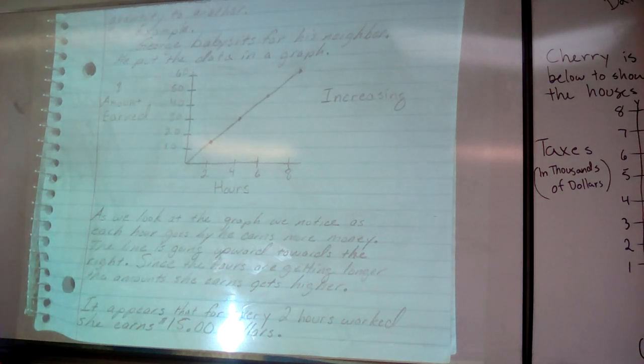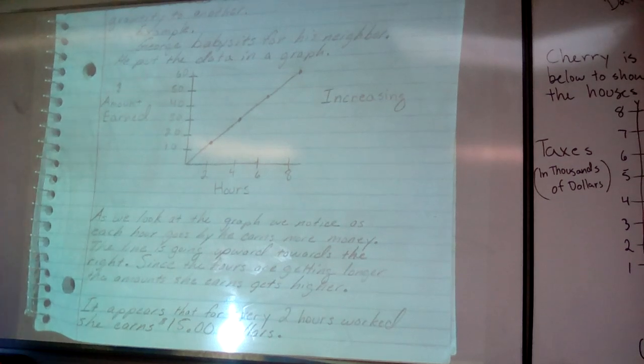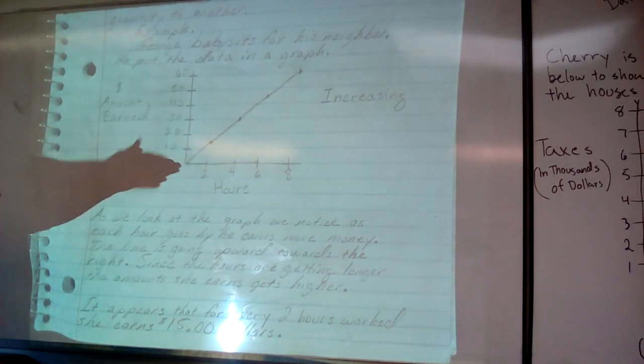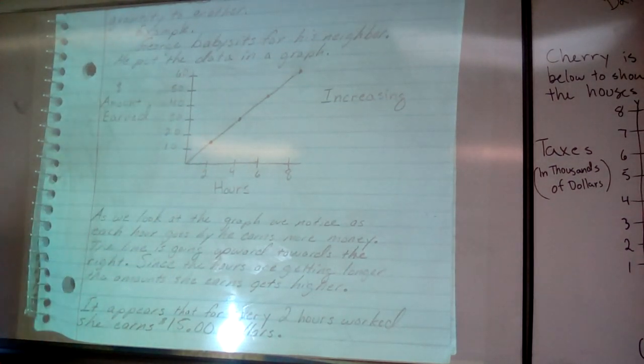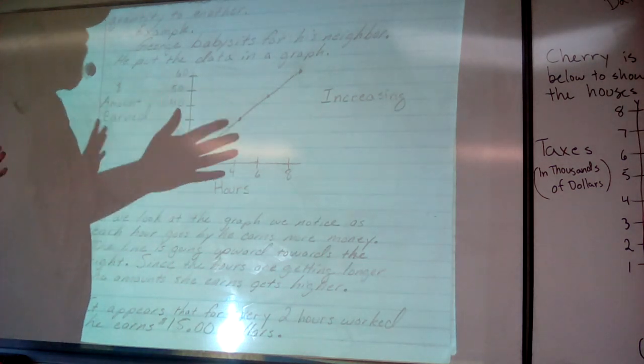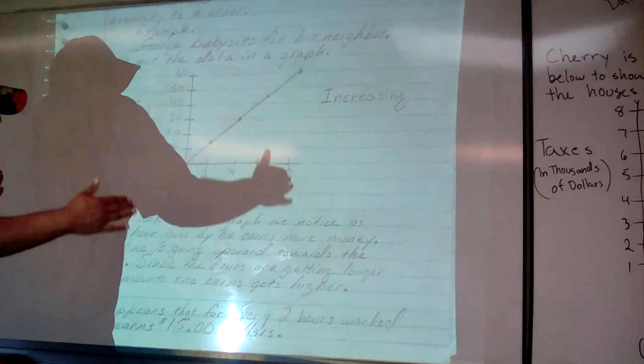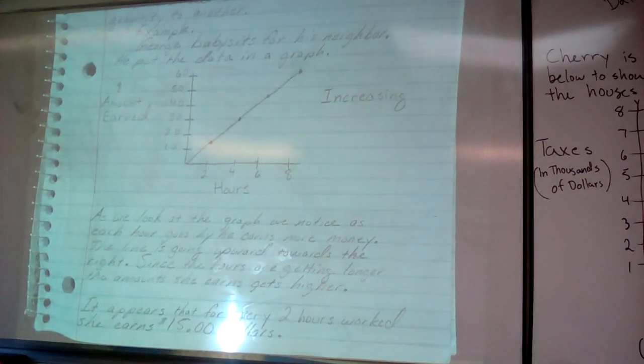As we look at the graph, we will notice different things. As each hour goes by, he earns more money, which makes sense. The longer you're there, you're gonna earn more money. The line is going upward, towards the right, like when we're reading a book, towards the right. So he's going towards the right and he's going up. Since the hours are getting longer, the amount he earns gets higher.